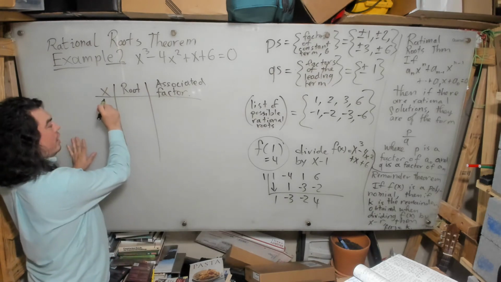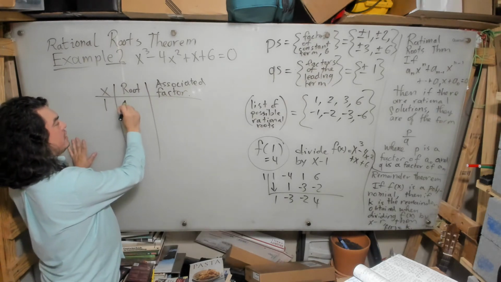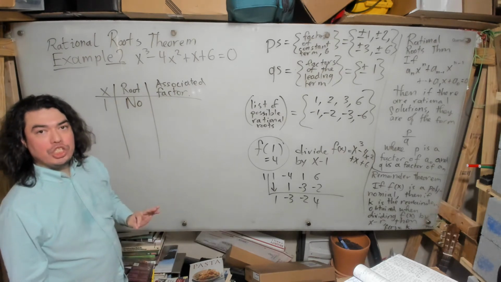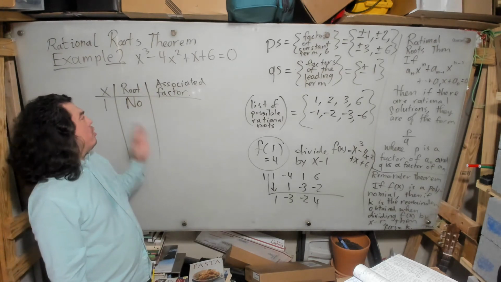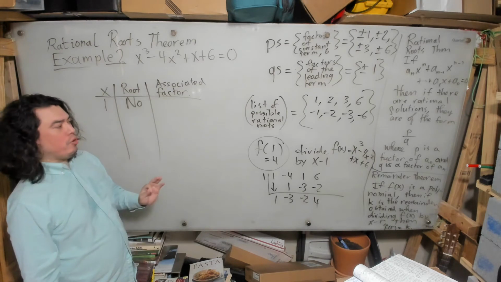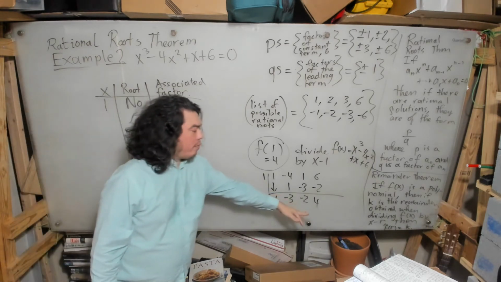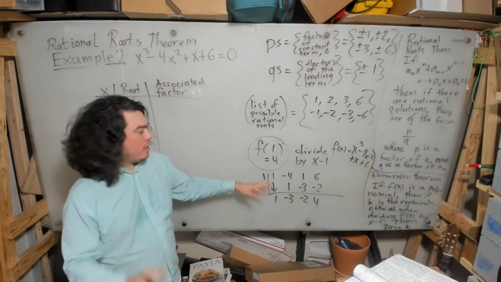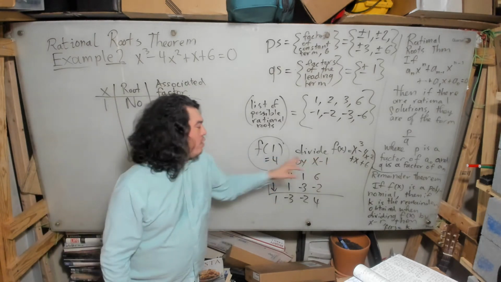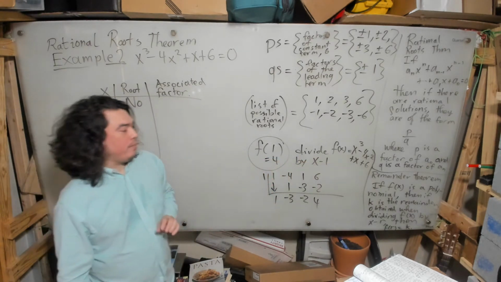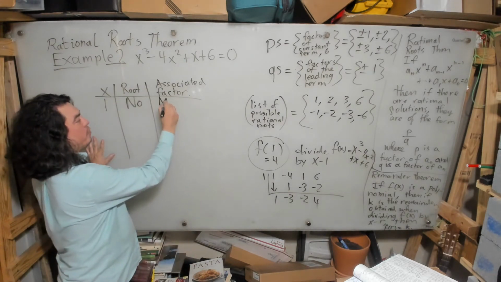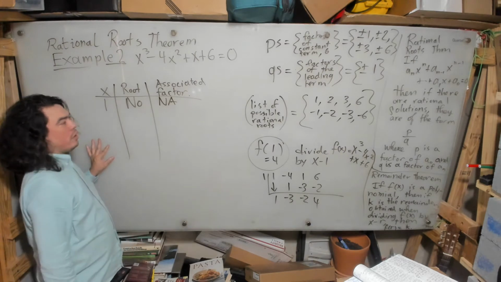So here, at x equals 1, is this a root? No. What would have been the condition of the value x equals 1 being a root? That the remainder would have been 0, or in other words, to be direct, that this polynomial would have evaluated to 0, right? So is there an associated factor in this case? No, right? Not applicable. Okay.